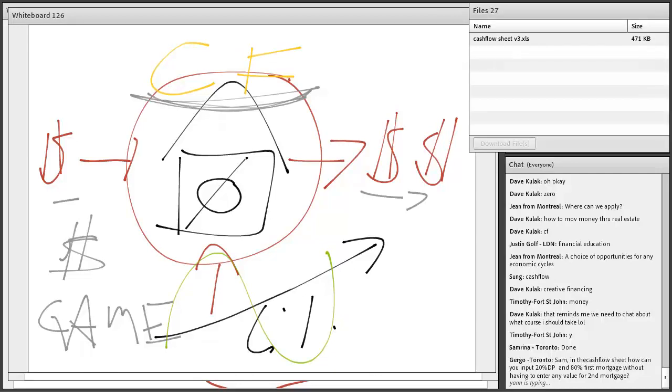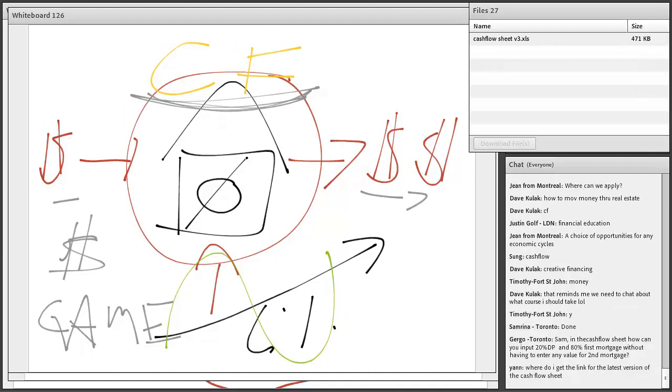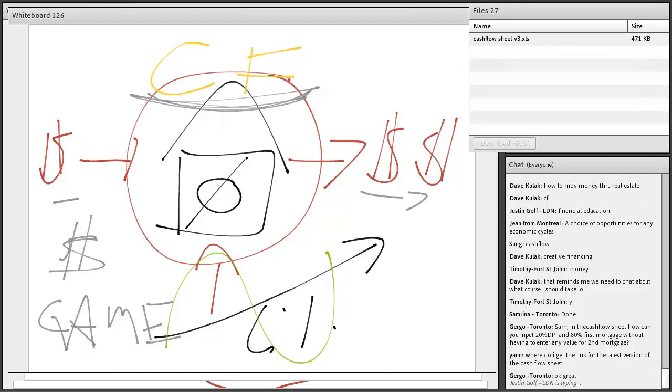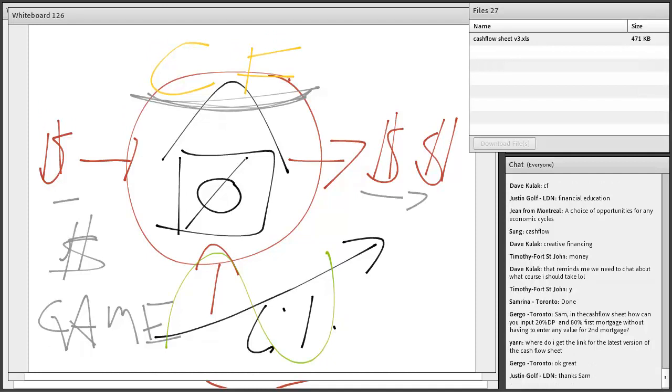Sam, the cash flow sheet, how can you input 20% down payment and 80%? So this is what I did, Grego. This new sheet, you can put the down payment in. This is the latest one right there, Jan. Cash flow sheet version 3. If you open up cash flow version 3, you'll be able to put a down payment number.